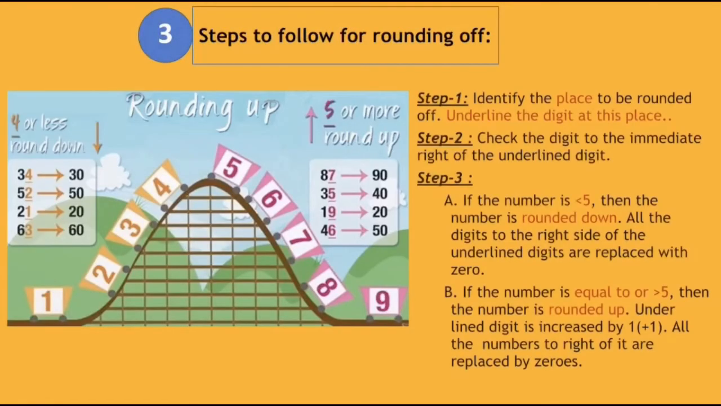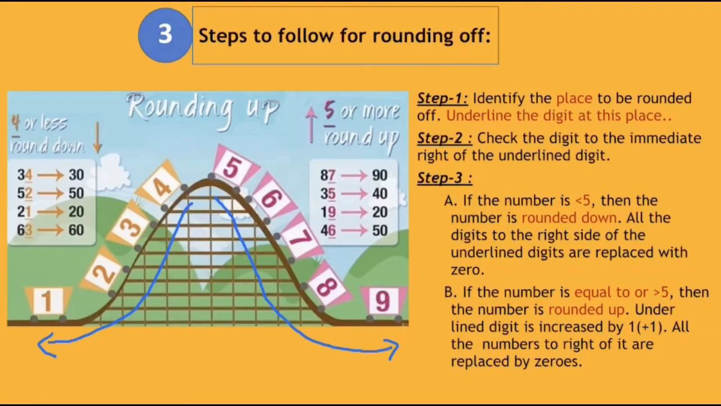The third rule is: if the ones place is 4 or less, the number becomes rounded down. If the ones place is 5 or more, the number will be rounded up. But in the case of large numbers, you have to follow some steps. Children, let us learn the steps involved in rounding off for large numbers.